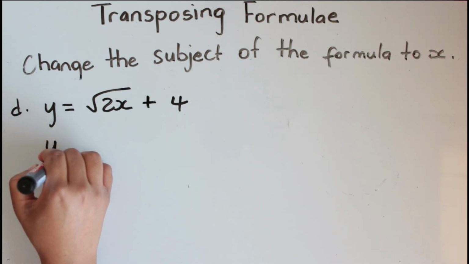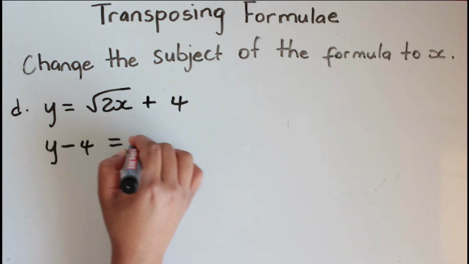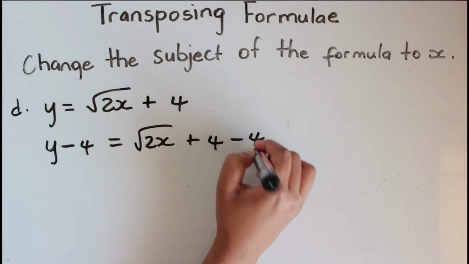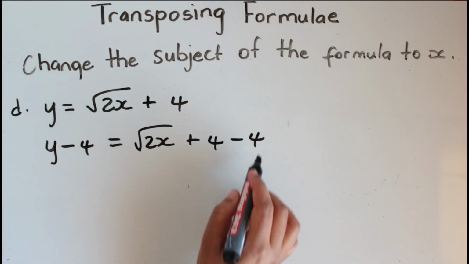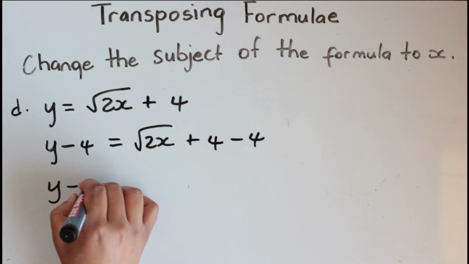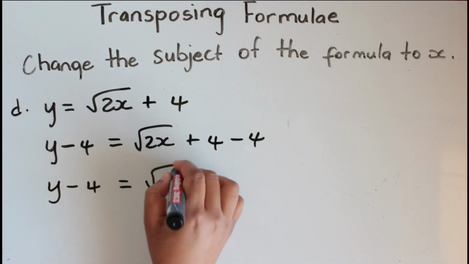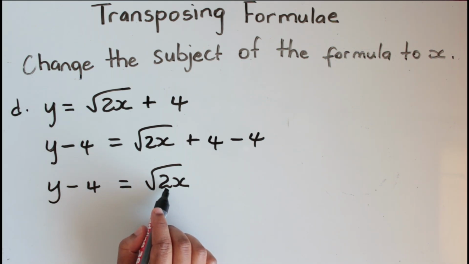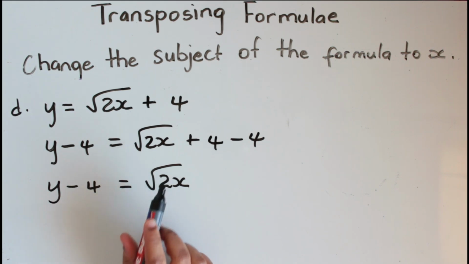So I write y minus 4 is equal to the square root of 2x. And that's a plus 4 minus 4. Again, this gives 0. If you're really confident, you don't have to write it. So now I have y minus 4 is equal to the square root of 2x. Lovely. Again, we need to get rid of the square root. We also need to get rid of this 2. We first start by getting rid of the square root.